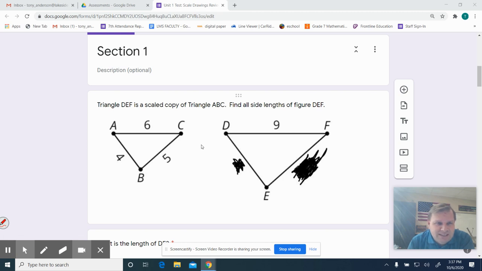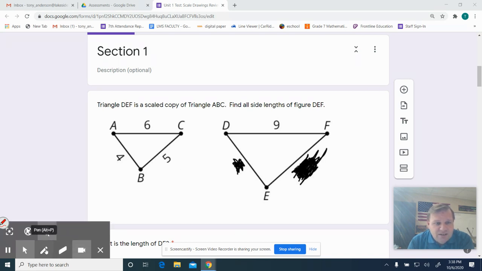Hey everyone, I wanted to take a second and go over the Unit 1 review for your test on Thursday. On this first question, we have a triangle DEF that is a scale copy of this first triangle ABC. It says find all the side lengths for figure DEF.